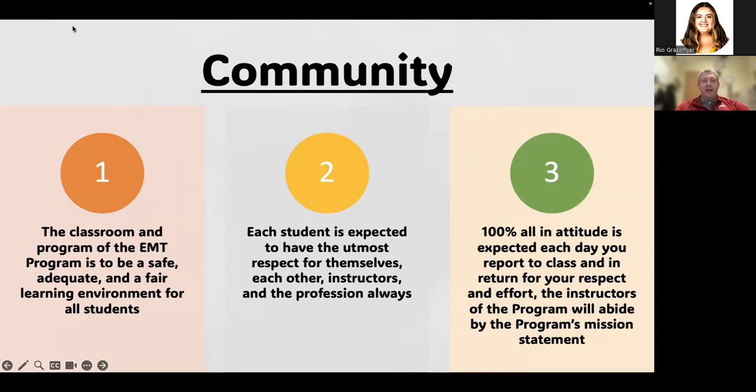These students are expected to have the utmost respect for themselves, each other, instructors, and the profession always. Share this with your students. But educators, share this with yourselves too. So change the word student to educator. Each educator is expected to have the utmost respect for themselves, each other, students, and the profession always. And a 100% all-in attitude is expected each day you report to class. In return for your respect and effort, the instructors of the program will abide by the program's mission statement.